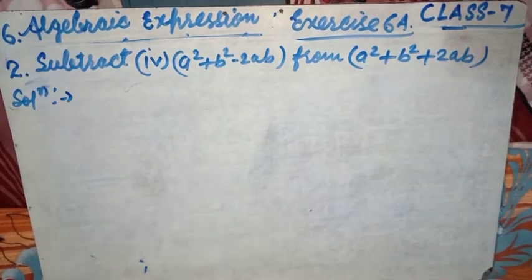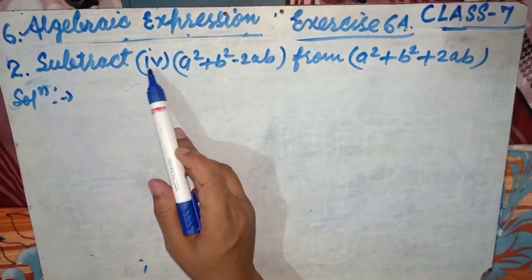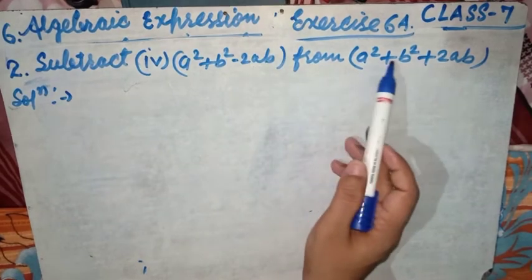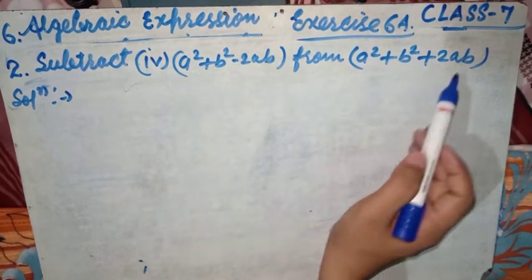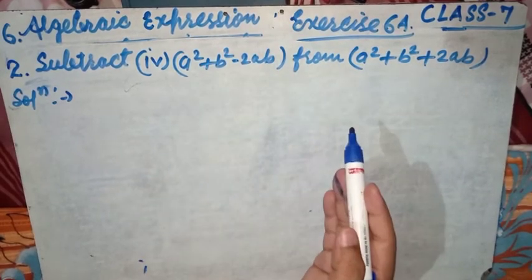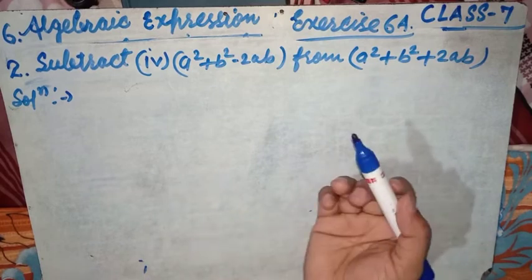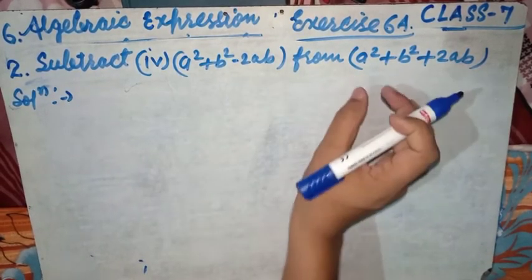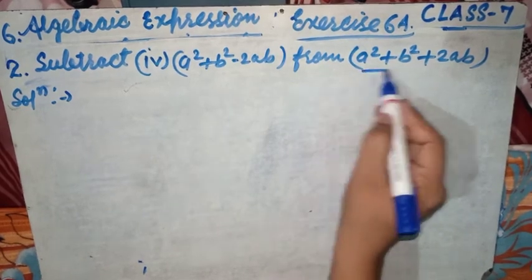Now friends, see question number second says subtract. We have taken sub question 4 of question number second. Subtract a square plus b square minus 2ab from a square plus b square plus 2ab. Now we have discussed such types of questions previously. Means the term which is written after from, bring as the first term.